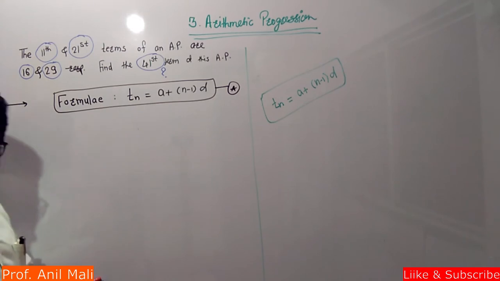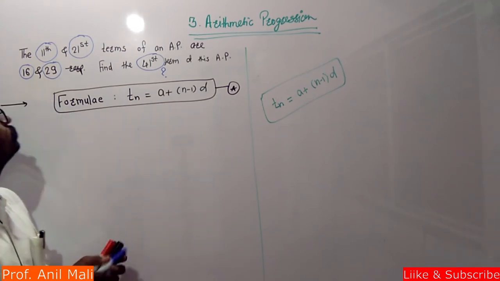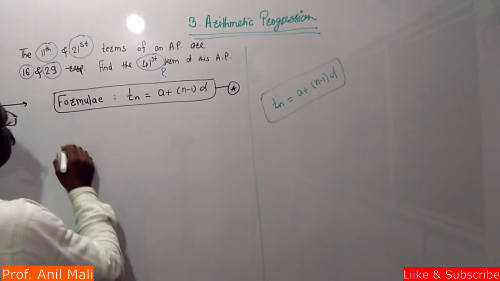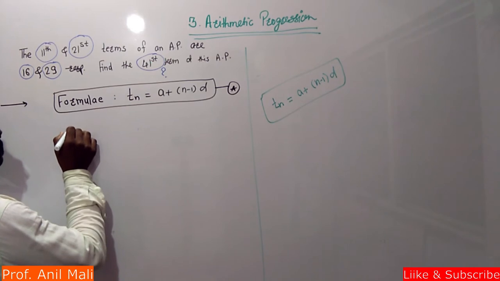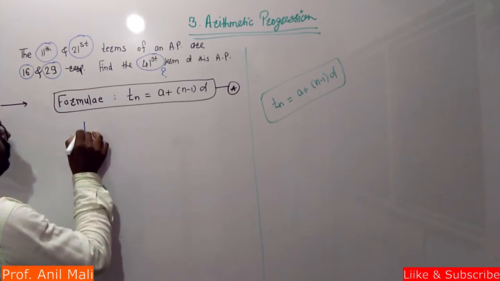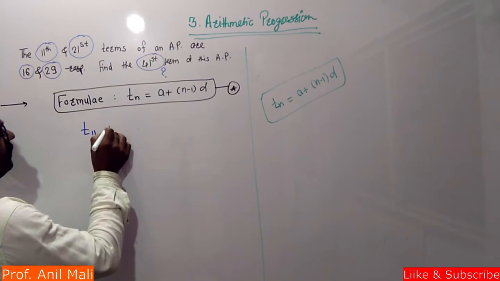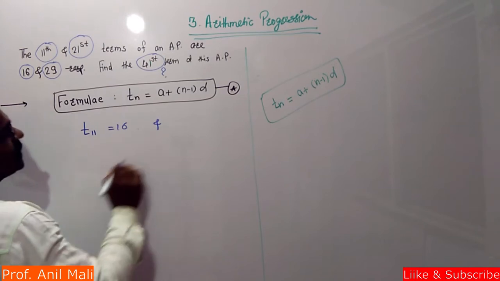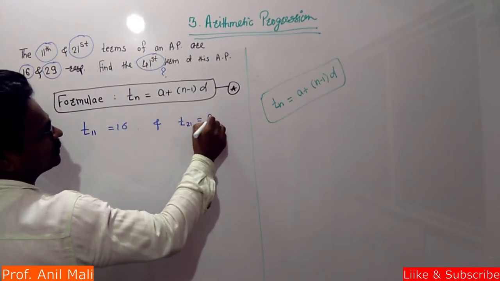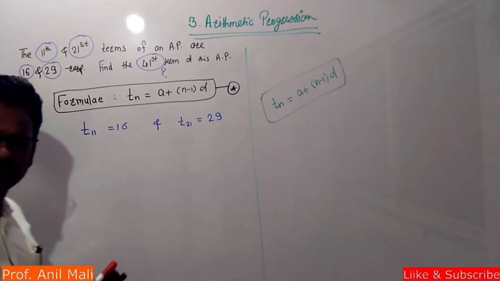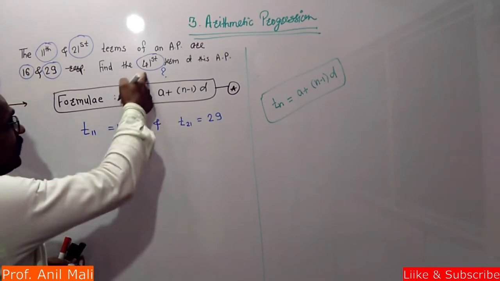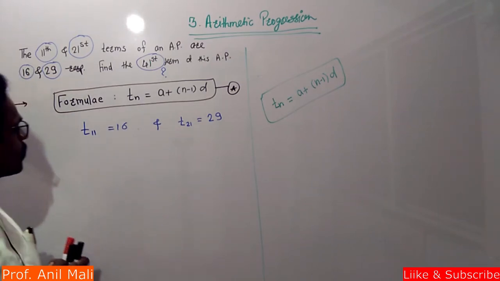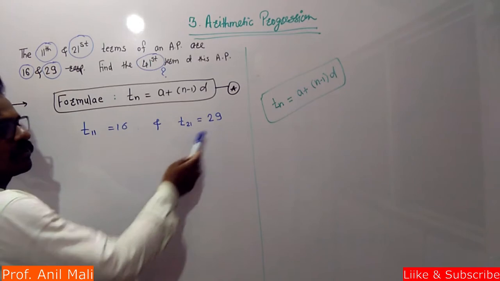Now the first sentence is very clearly telling us that the 11th and 21st terms are 16 and 29. So according to the given data, the 11th term T11 is equal to 16 and the 21st term is 29. We need to find the 41st term. That will be the latter part. First, we should discuss these two. T11 is equal to 16 and T21 is equal to 29.